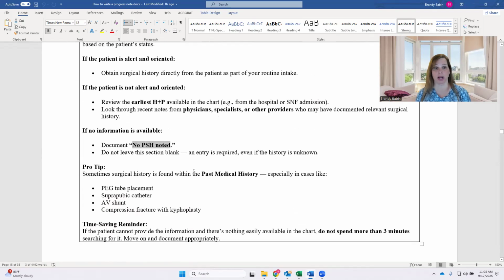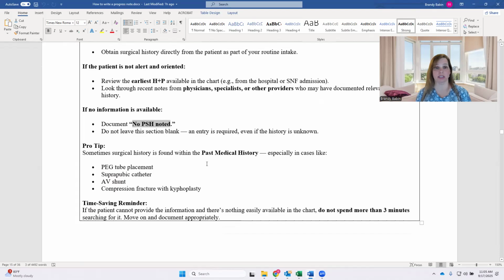An entry is required, and some helpful hints. So in that past medical history, every now and again, you'll find that the patient has a PEG tube placement and you've forgotten to add that, or a suprapubic cath, or an AV shunt, or a dialysis catheter, or a subclavian line, or you see that they have a compression fracture and they've had a kyphoplasty. Okay, take this. This is your surgical history, the kyphoplasty. So you may have to do some finagling to get a good surgical history, but do it.